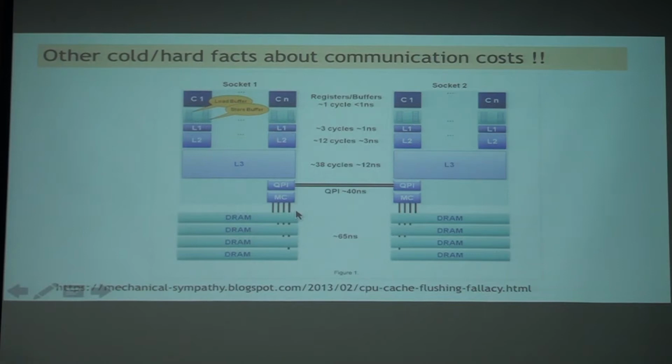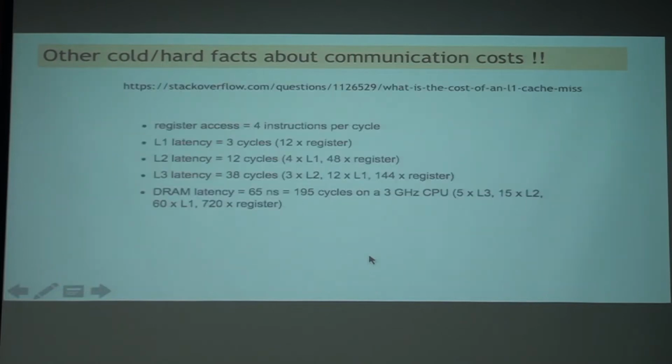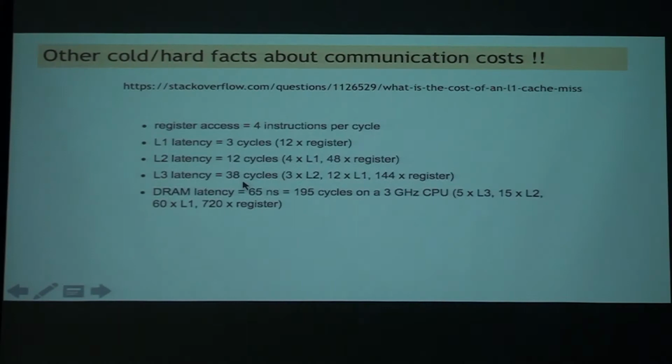This is another diagram. I have these in the slides. Somebody has dug up this nice diagram. In a socket, registers are less than a nanosecond in terms of access. L1, 3 cycles. L2, 12 cycles. L3, 38 cycles. QPI transfer, 40 nanoseconds. And DRAM is in the nanoseconds. So it keeps jumping. Communication is bad. These are all lying around. You can look at it.